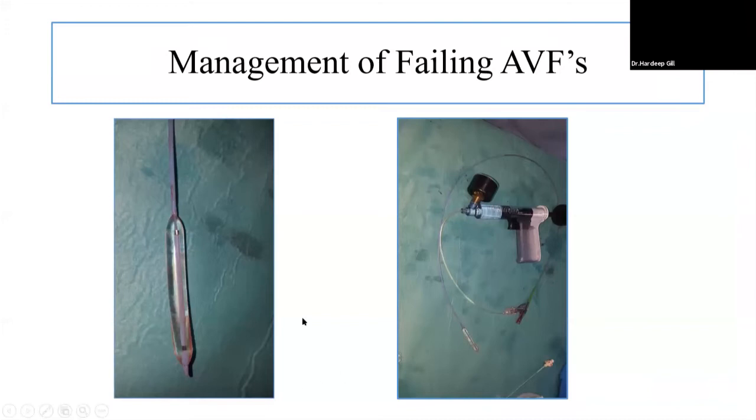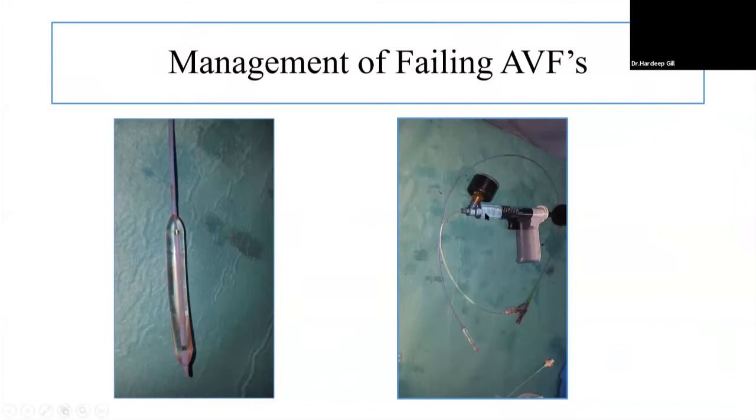The balloons that we use are high-pressure balloons. High-pressure balloons are needed in veins to break down the fibrous tissue. High-pressure balloons cannot be used in arteries, otherwise you rupture the artery. But in a vein, a high-pressure balloon works very well because of the fibrotic nature of the stenosis.